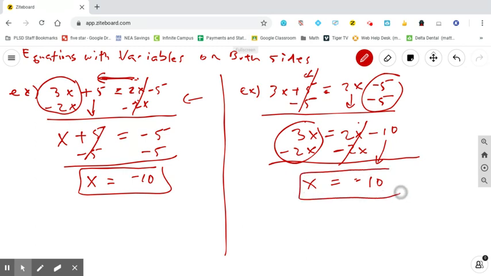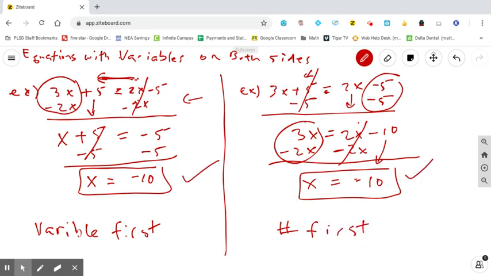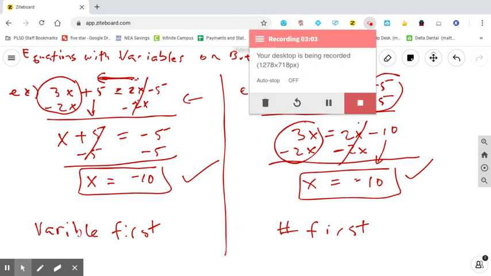x equals negative 10. Doesn't matter to me how you do it, whichever method. I just want you to choose one and go with it. And in this one, I did the variable first. And then in the other one, I did the number first. In both cases, I got the answer of negative 10. All right. I can make them a little more complicated, but it's really just an issue of doing the same thing over and over and over.